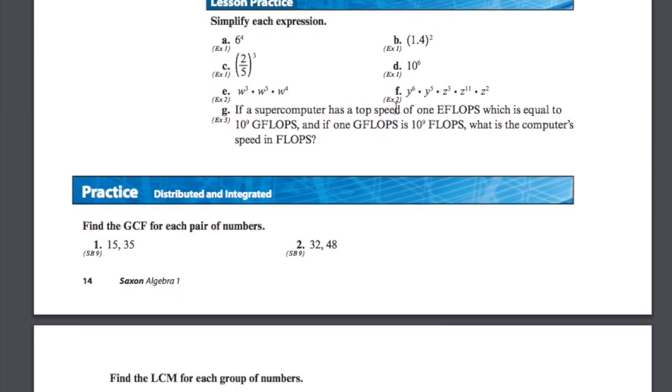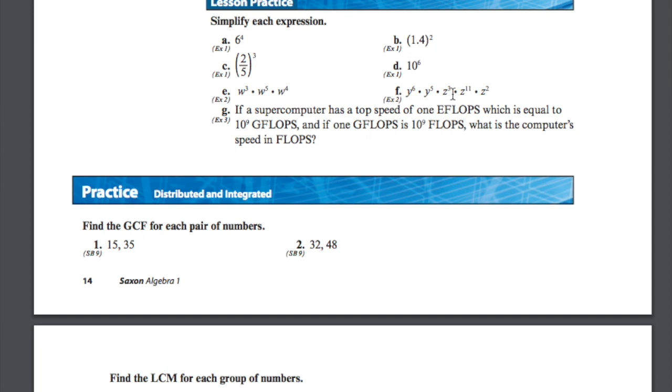Lesson practice problem F has 2 different sets of variables, y's and z's. And we know that our product property only allows us to add the y's together, and then it adds the z's together separately, and then we can write those as a multiplication between them. So y to the 6th times y to the 5th, 6 plus 5 is 11, y to the 11th.